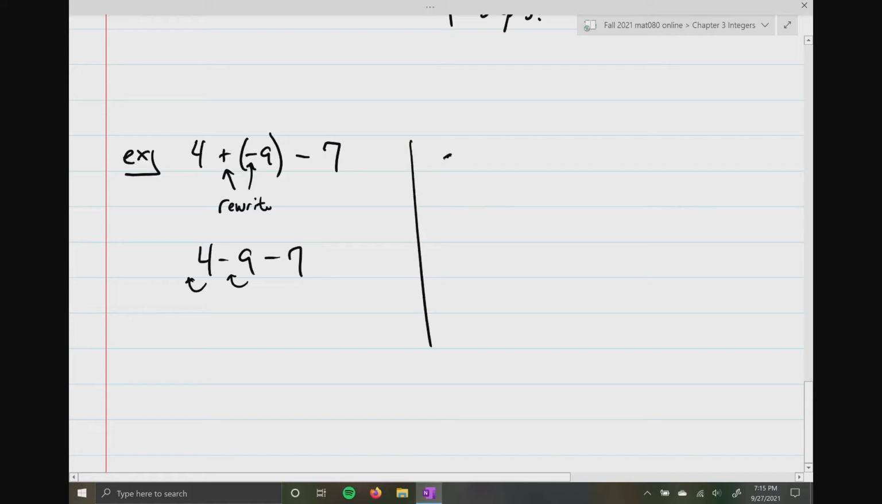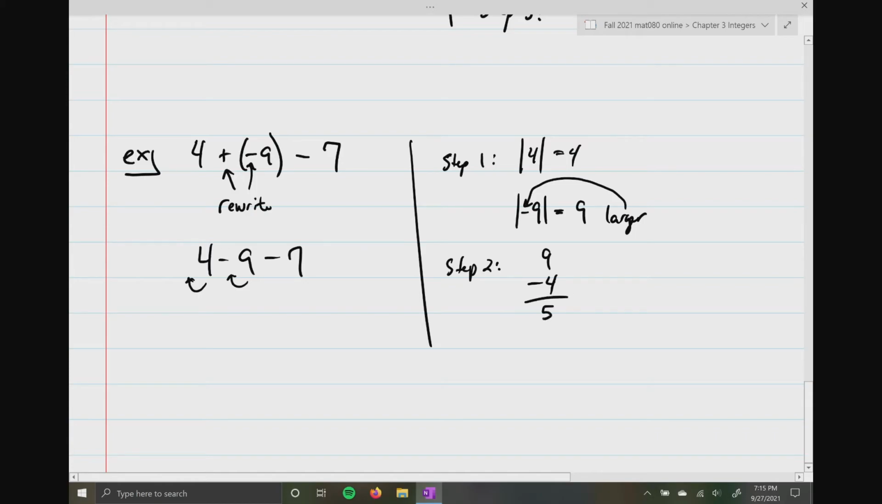So, step 1, absolute value of 4 is 4. Absolute value of -9 is positive 9. This one's definitely larger. I draw my little arrow. Step 2. Oh, sorry, I'm already thinking of the answer. 9 minus 4 is 5. And then step 3, the result, well, this is going to be -5 because that 9 was negative.